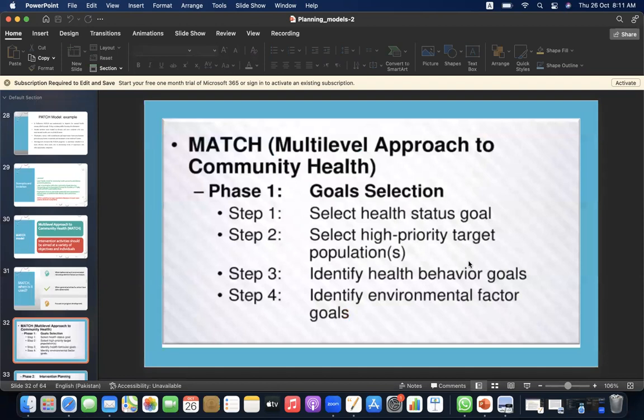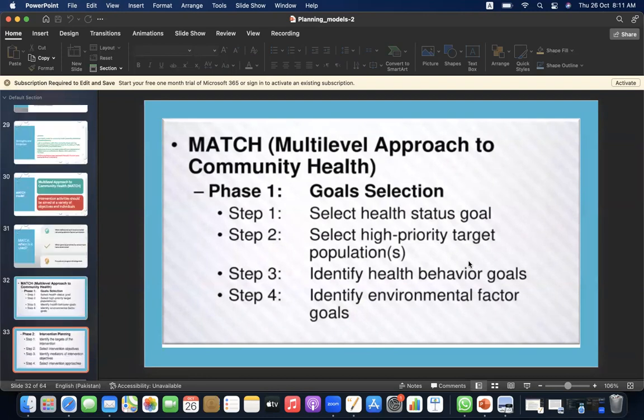The MATCH approach, the multi-level approach to community health. So we are going to study the phases now. Phase 1 is the goal selection phase. There are 4 steps here. Step 1 is to select health status goal. Step 2, select high priority target populations. Step 3, identify health behavior goals. Step 4, identify environmental factor goals.